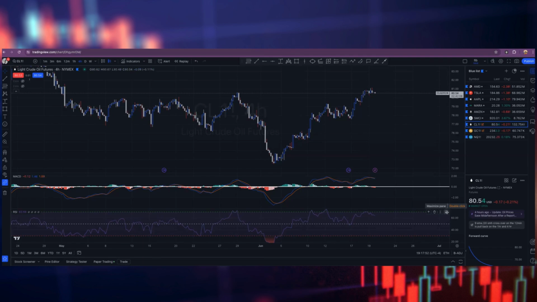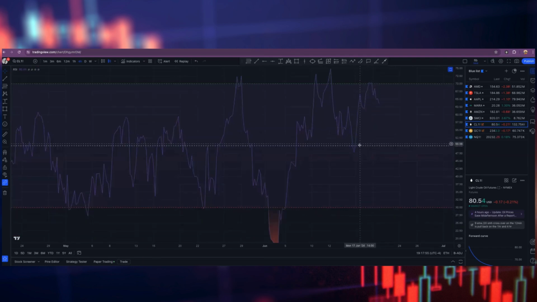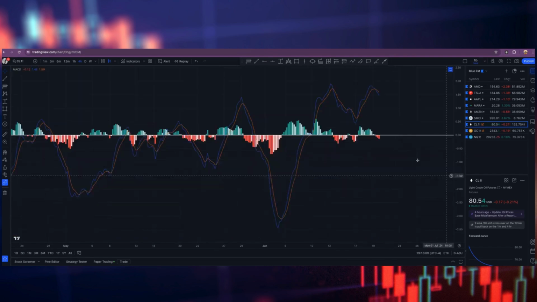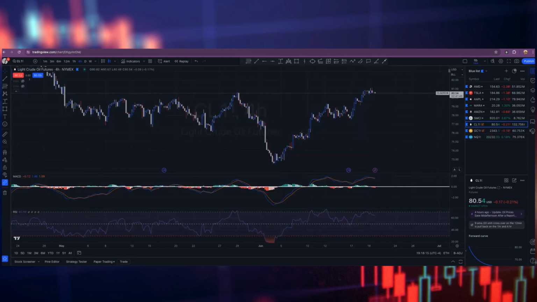So let's blow up the RSI. The RSI is in bullish territory, right? It's above the 50, which is the neutral zone. That's why we got this white line here. You can adjust these colors by going into your settings, right? But it's above the 50. That means it's on the bullish side of the market. Go to the MACD. It's above the zero level, right? Meaning it's on the bull side of the market. Technically, we're going to be looking at a nice, strong up push.